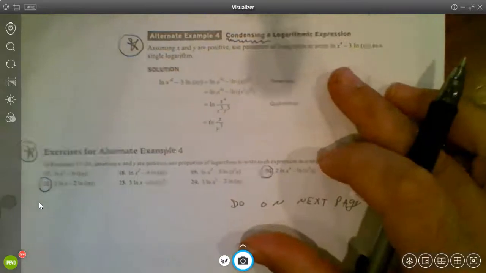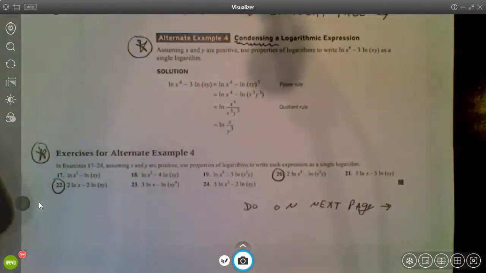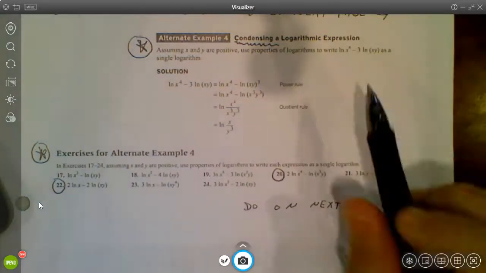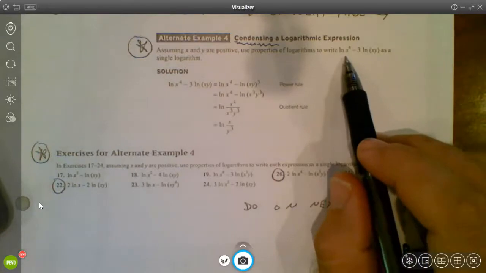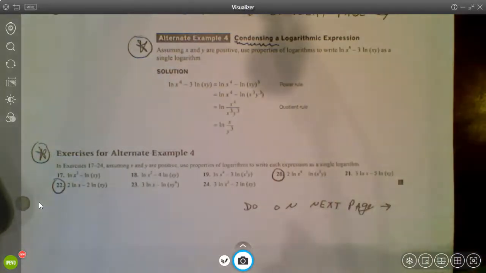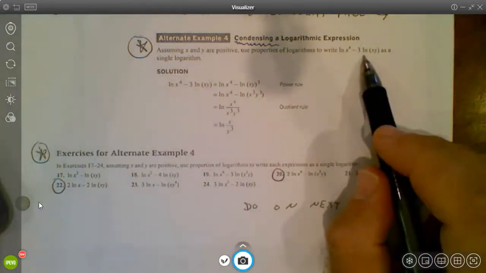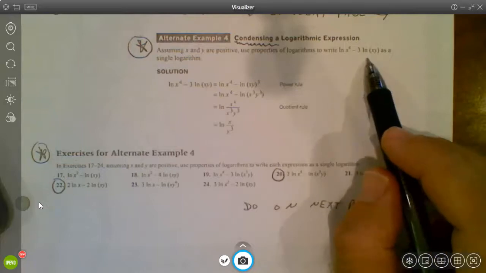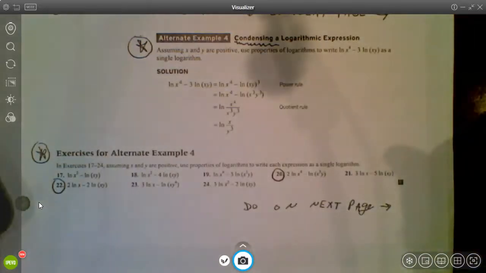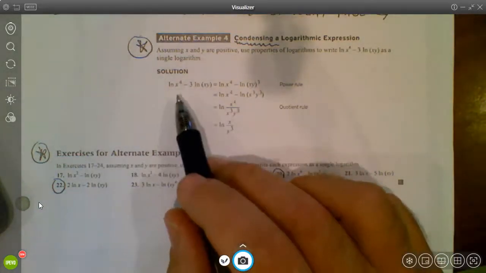So now we're going the other direction with these logs, and now we are taking multiple logs and condensing them back into a single log. So if I have the log of something minus the log of something else, again, I can now combine those back into a single log as long as they have the same base. And because they're both natural logs, I automatically have a log base e, so I know they have the same base. So here's kind of their process, and then we'll try it on our own.